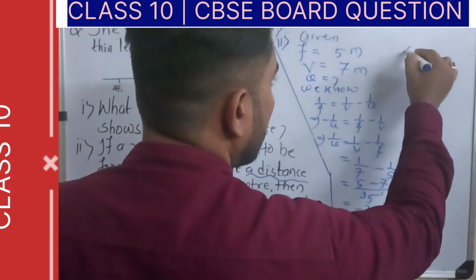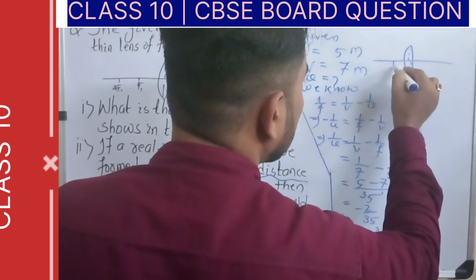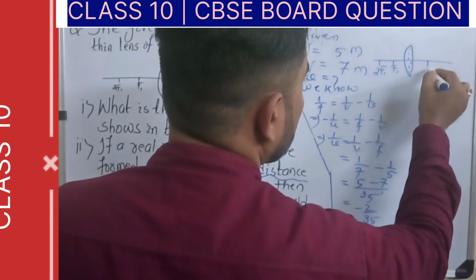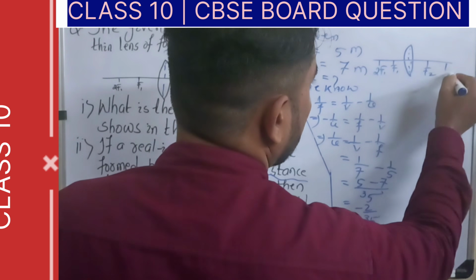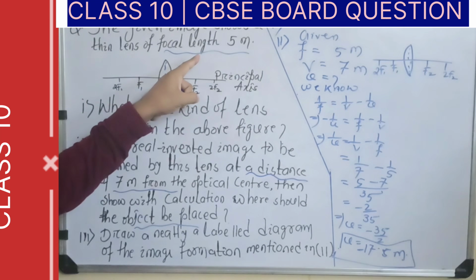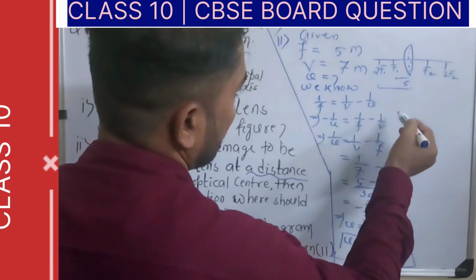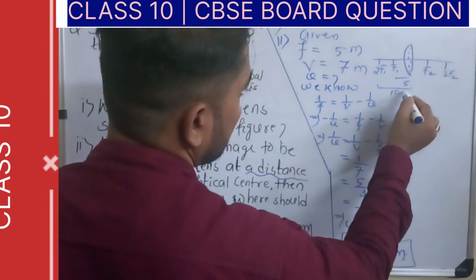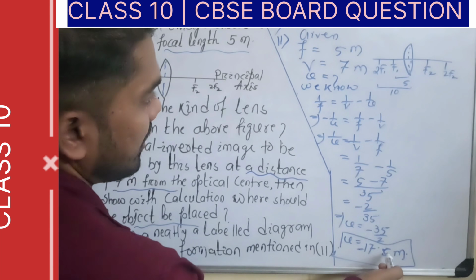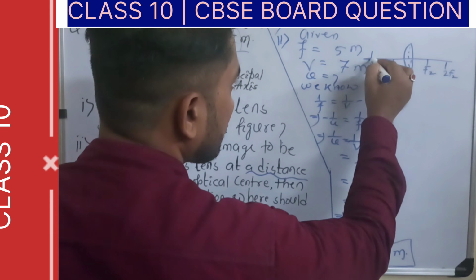Okay, so you just see, as it is a convex lens, this is the optical center, this is the first principal focus, that is F1, and first center of curvature, that is 2F1, and this is the second principal focus, that is F2, and second center of curvature, that is 2F2. The focal length is given, students, that is 5, so this distance is 5, and the total distance from the center of curvature to the lens becomes 5 plus 5, that is 10 meter. The object distance you got is minus 17.5, that means the object must lie here, beyond the center of curvature.